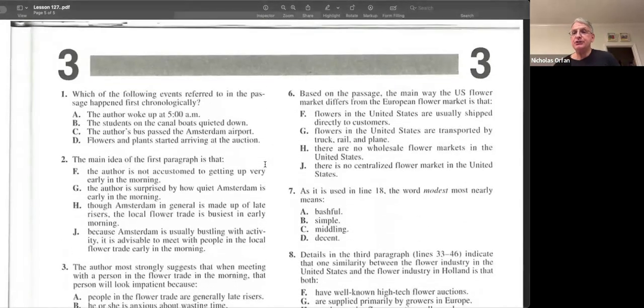6, based on the passage, the main way the US flower market differs from the European flower market is that, remember, in Europe, it was centralized through the Aalsmeer auction, whereas in the US, it's decentralized. Flowers in the United States are usually shipped directly to customers? It doesn't say that. Flowers in the United States are transported by truck, rail, and plane? That's true in Europe too. There are no wholesale flower markets in the United States? No, it doesn't say that. There is no centralized flower market in the United States. Yes, it does say that. Europe has a centralized flower market in Aalsmeer. The US does not. So the right answer to 6 is J.